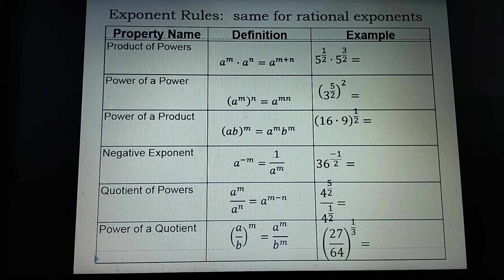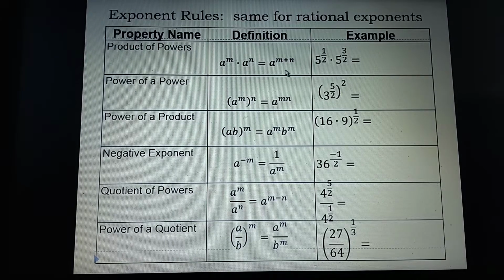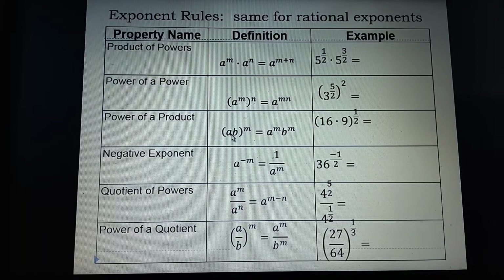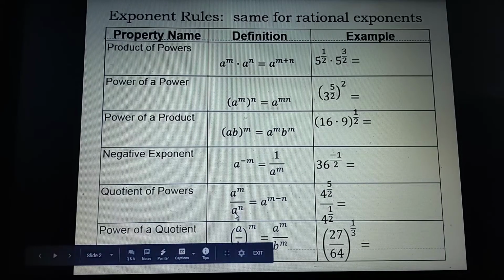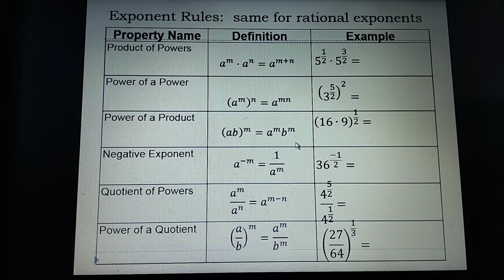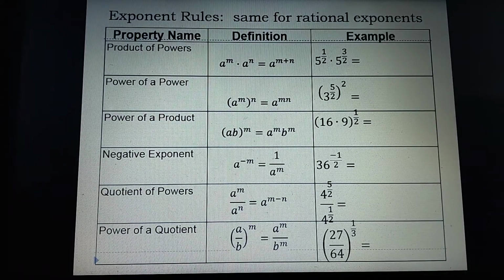Okay, all of these exponent rules you learned before. Product of powers, where if you had the same base, you kept the base, added the exponents. If you had one base and two powers, kept the base, multiplied the powers. Two bases, one power, the power got distributed to each base. Negative exponent, you had to use the reciprocal of the base to make it positive. If you had the same base and they're being divided, then you would keep the base and subtract the exponents. And then last, if you had two bases being divided inside and one exponent, again, you would distribute the exponent.